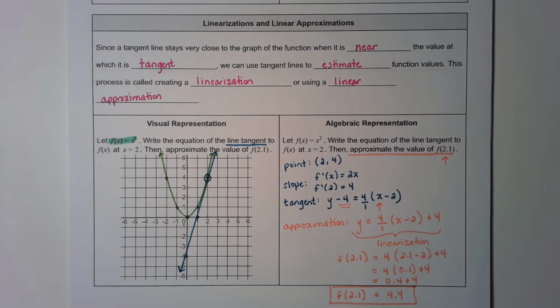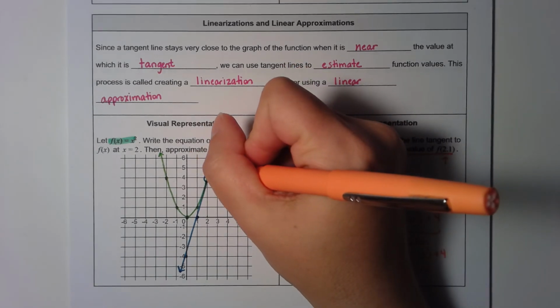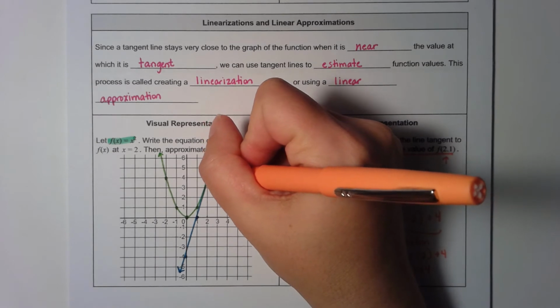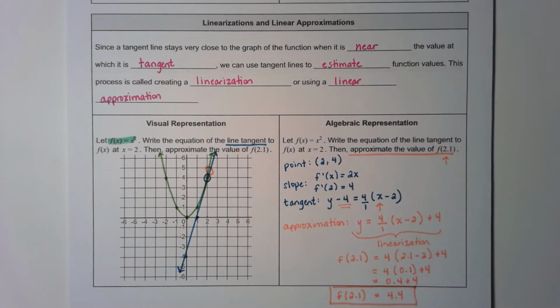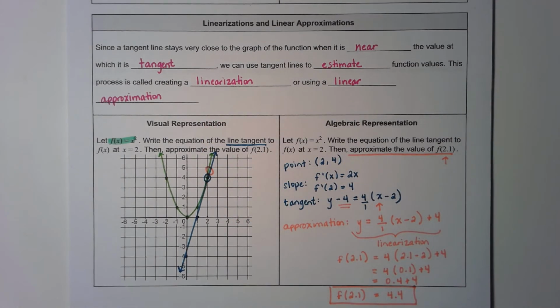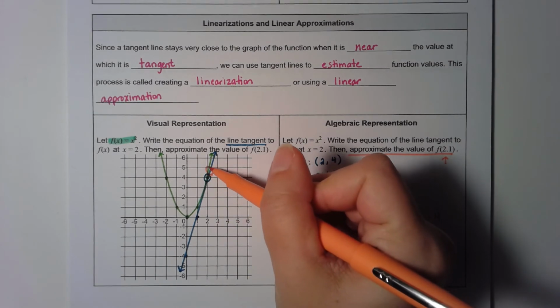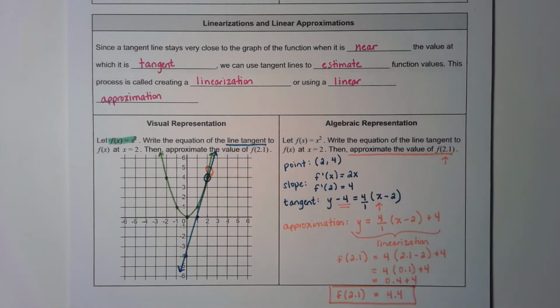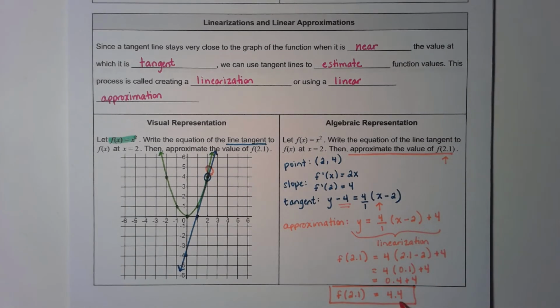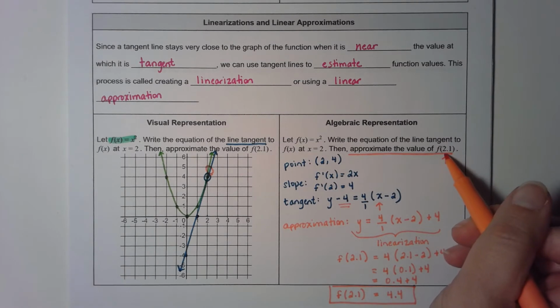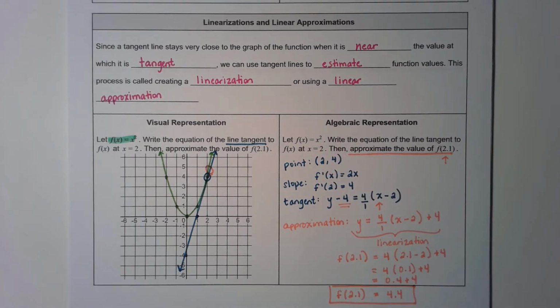If we look at the graph, if we go to 2.1, you can see that these two graphs, the green and the blue, are super close together because this section of the graph is very close to the place where we were tangent. What that means is that this estimated value using the tangent line is going to be very close to what we would get if we actually plugged 2.1 into the original equation.